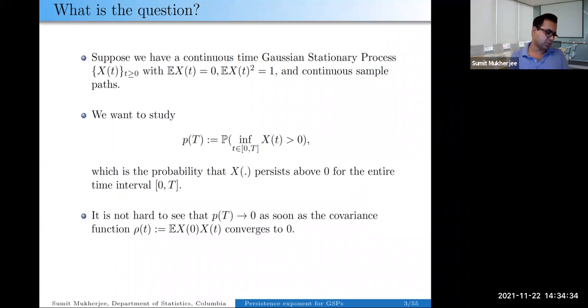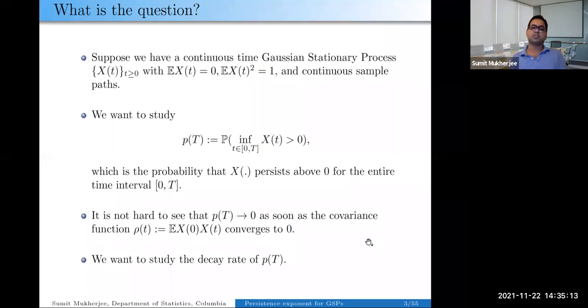It's not that hard to say that if your correlation goes to 0, then your persistence probability, this quantity p_t, will go to 0 as t goes to infinity. And there are examples to see that this is necessary. If your correlation does not go to 0, then you can have p_t not going to 0. But let's say that we are going to work in the regime where the correlation goes to 0, even though throughout most of the talk we'll not explicitly work with correlations. But let's begin with correlations, because that, I think, is how the topic evolved somewhat.